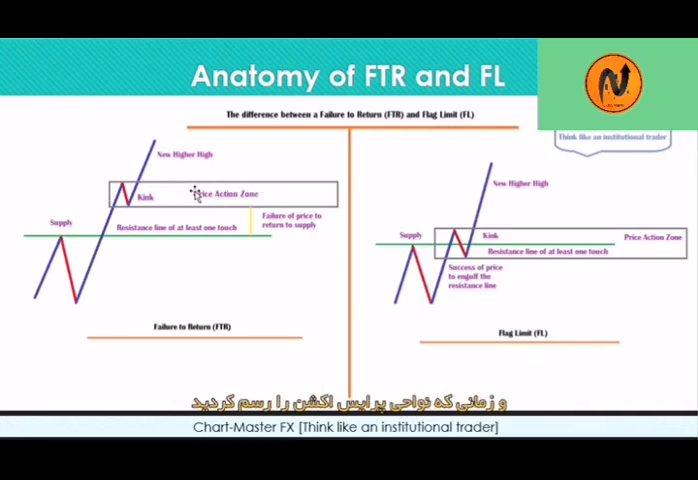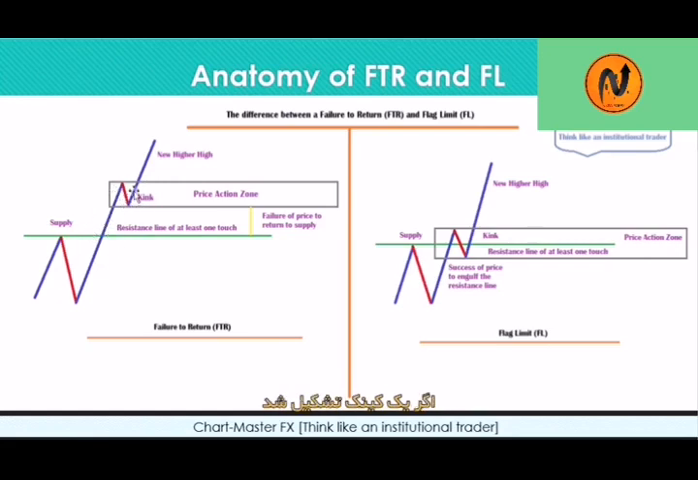Once you draw your price action zones, then you wait for the price to come to that zone. Then you can see the behavior of price. So here, once a kink is formed, this high must be broken, and finally the high was broken, and it created a new higher high. So this is a valid failure to return.